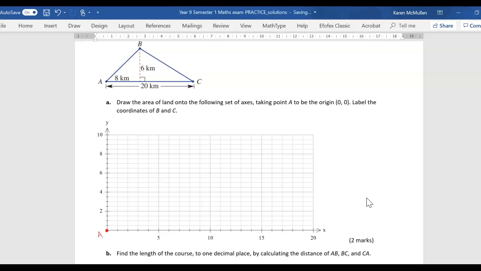All right, and then when we go across 20, it's going to be C over here. And then B is at a height of 6. Oh, sorry. Height of 6 and across 8. So we're going to go to 8 and then up to 6.